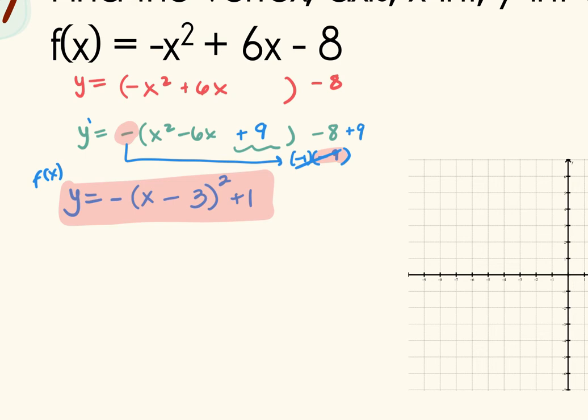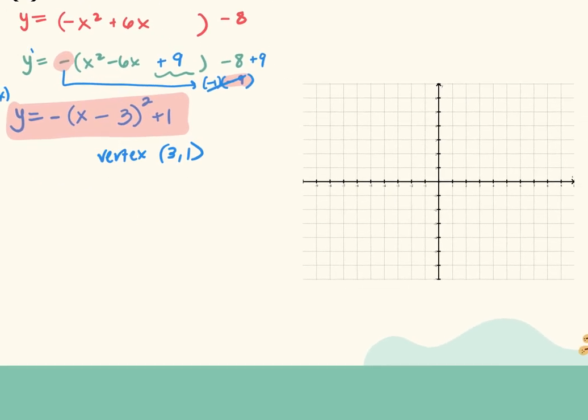Now tell me what you know about this graph. What's the vertex? 3, 1. I'm going to the right 3 and up 1.